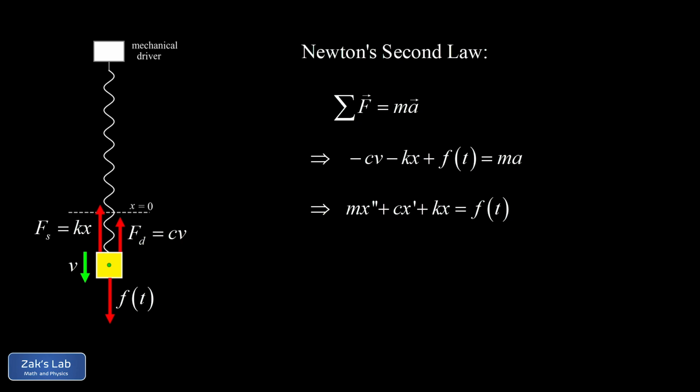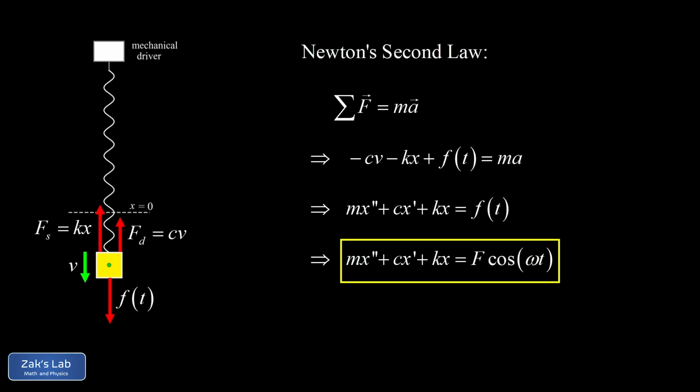So remember, we're particularly interested in driving this oscillator with a sinusoidal driving function and analyzing the long-run response of the motion. So we're going to say that our driving function, little f of t, is given by a force amplitude, big F, times the cosine of omega t, where we call that omega the driving frequency.